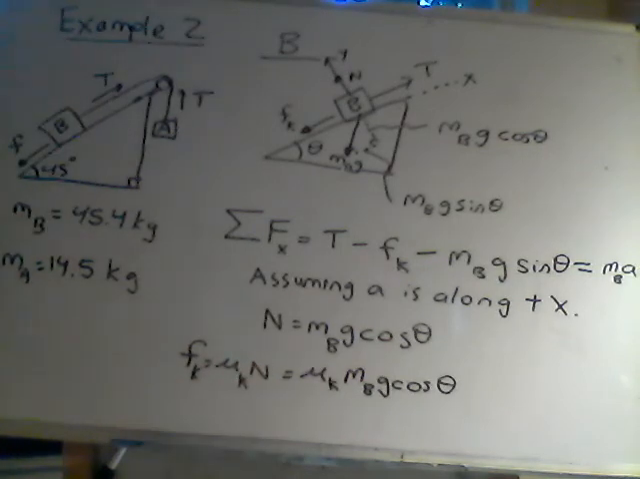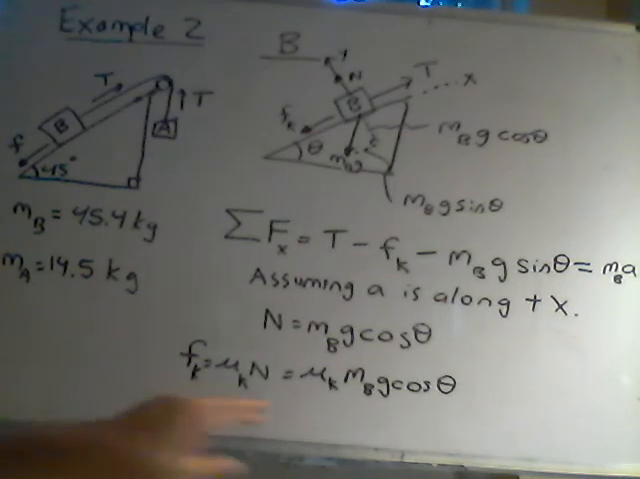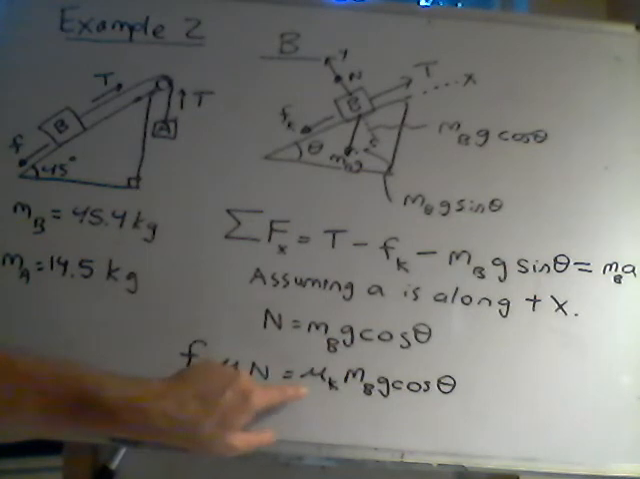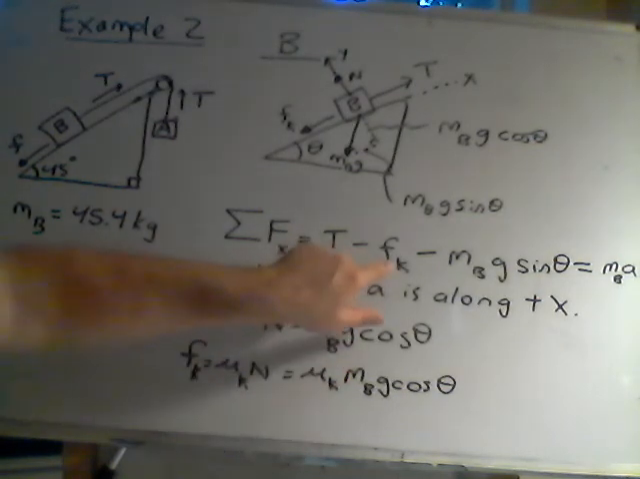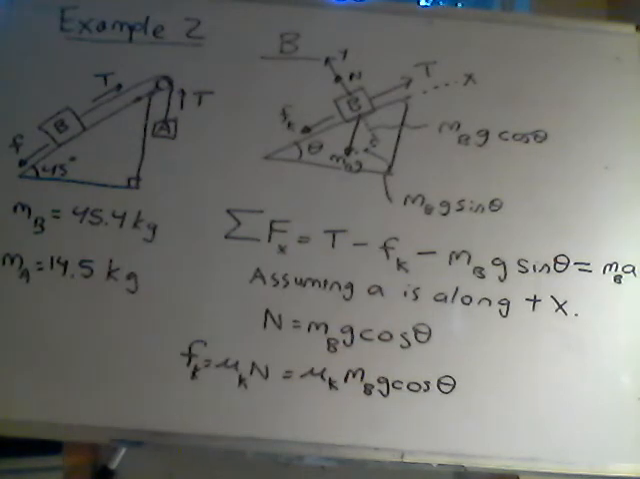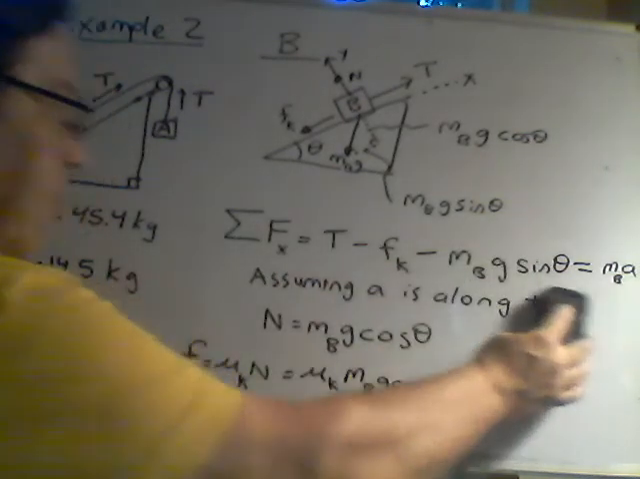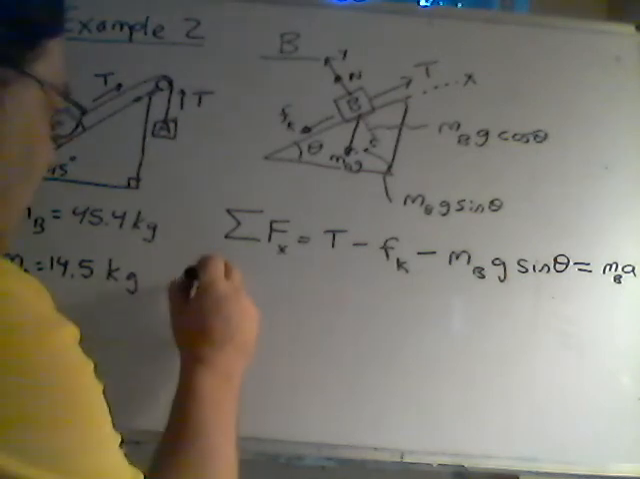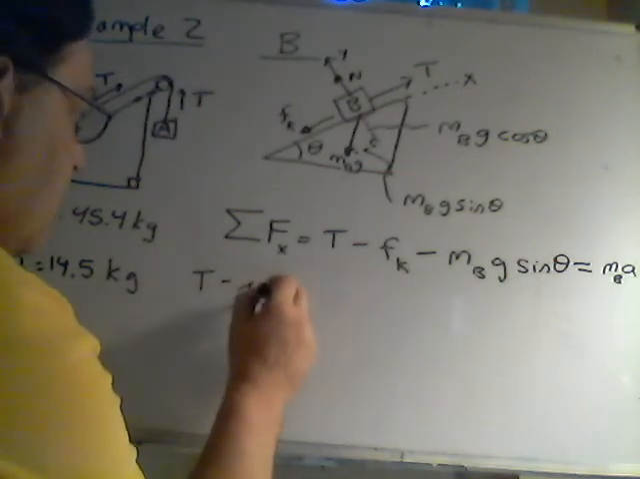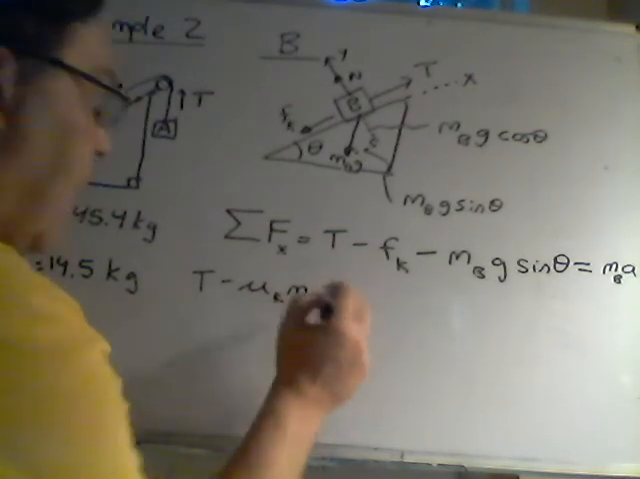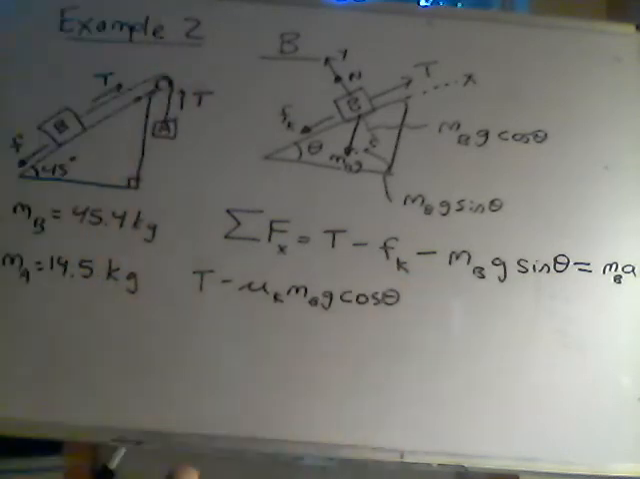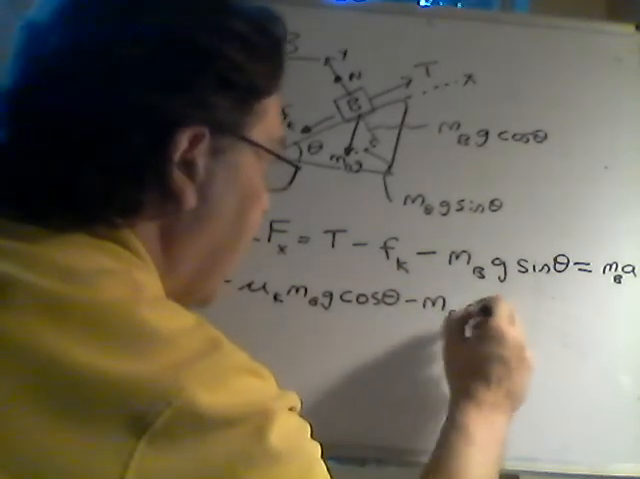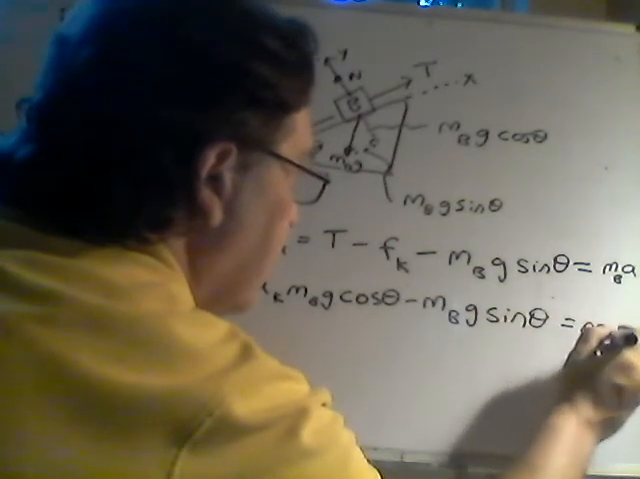Again, there is no maxing out to a maximum friction. No matter what, if the block is sliding, that is the frictional force, mu sub k, m sub b, g cosine theta. If I put everything together, I'm going to put this formula into that formula and combine all the equations. So the equation I now have for b is T minus mu sub k, m sub b, g, cosine of theta, minus m sub b, g, sine of theta is m sub b, a.